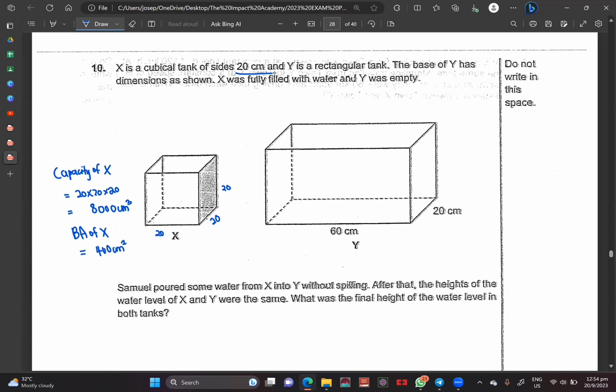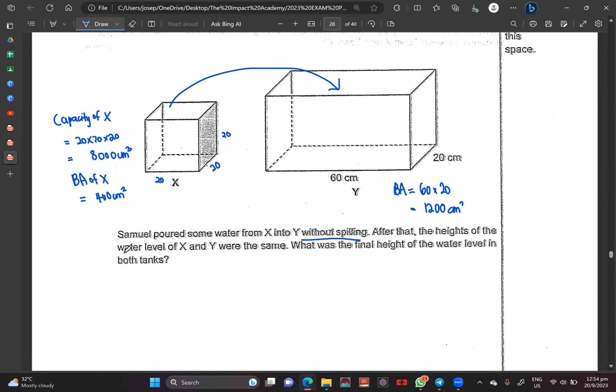Once this is done, we can also go to Y, and you can see that the base area of Y will then be 60 times 20. So we have 1,200 centimeters square. Now, what happens is this: the person poured some water from X into Y without spilling. After pouring, the heights of the water level of X and Y were the same.